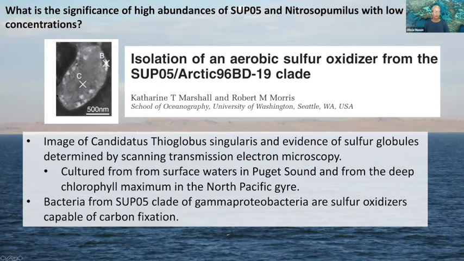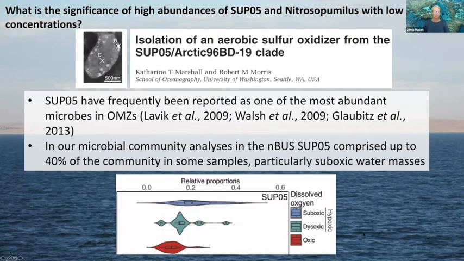So this shows the cultured Candidatus Thioglobus singularis. It also shows evidence for sulfur globules. They were able to obtain this culture from Puget Sound, and from the DCM and the North Pacific Gyre. So what is this SUP05 doing and why is it important? It's a type of gamma proteobacteria that oxidizes sulfur, and it's also capable of carbon fixation. We know already that SUP05 is one of the most abundant, if not the most abundant, microbes in OMZs, so they're really important in OMZs.